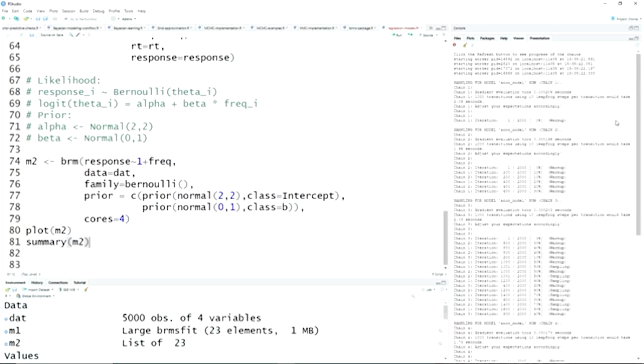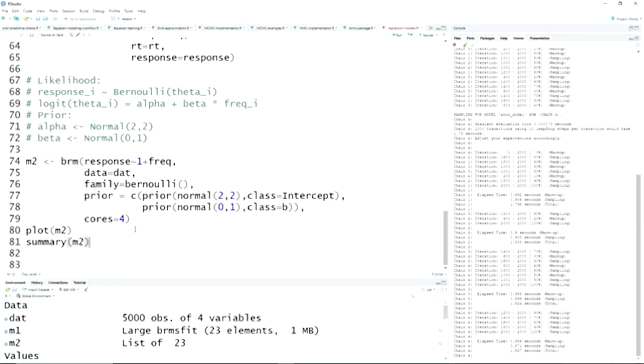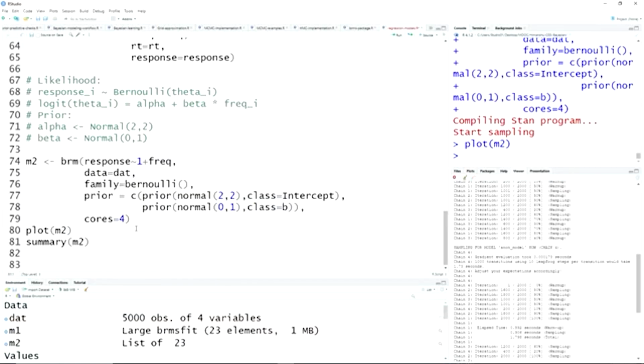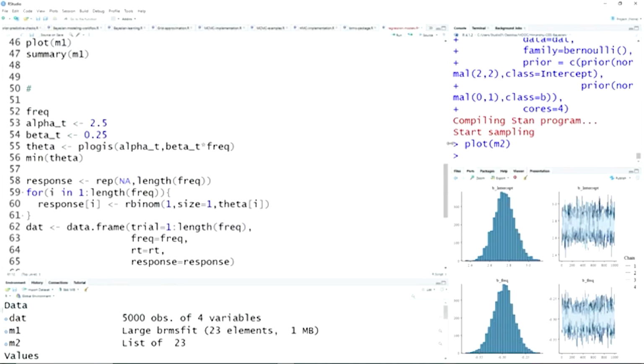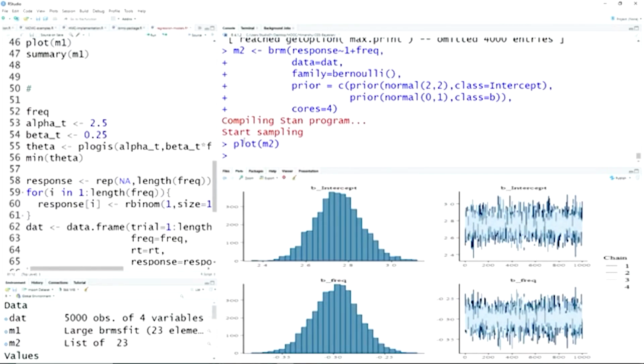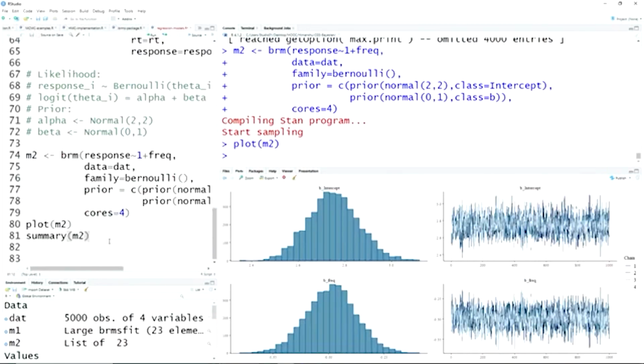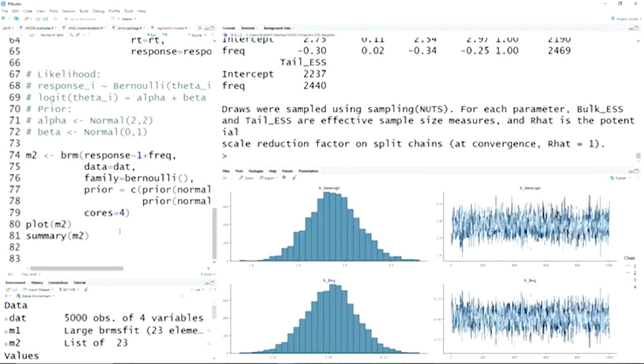So it has started sampling and it's done. It was very fast. So let us see. Let us inspect the chains first. Chains are mixing well for both intercept and the effect of frequency. And let us see the summary statistics to check how well we are doing in parameter recovery.